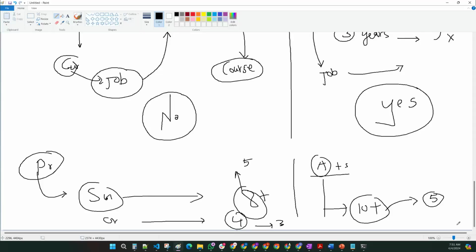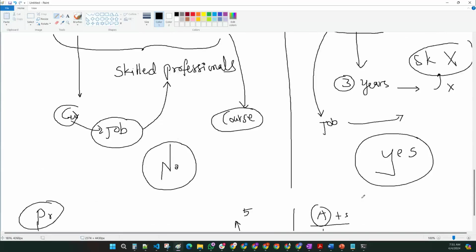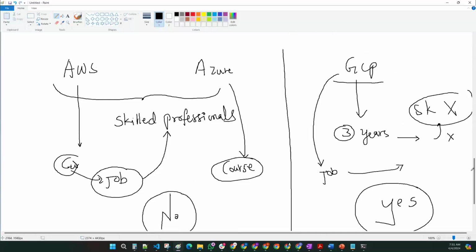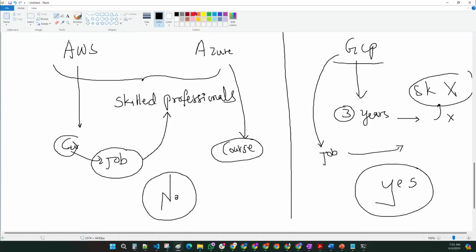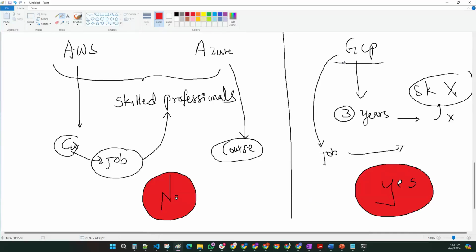So this is how it is, guys. The catch is this one. Now you are learning a course because you want to get a job. Think about yourself: are you comfortable competing with skilled persons? If not, then go for GCP.